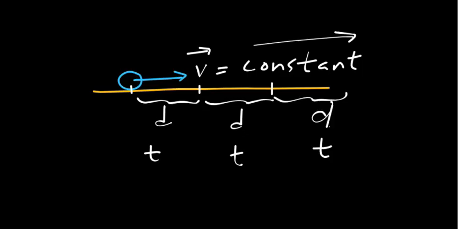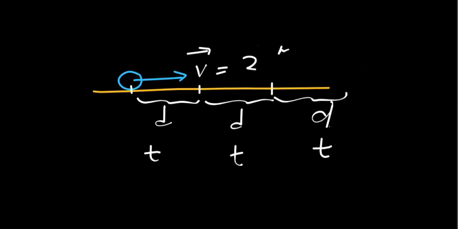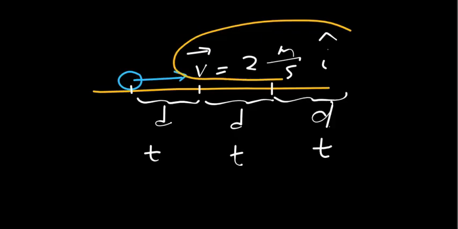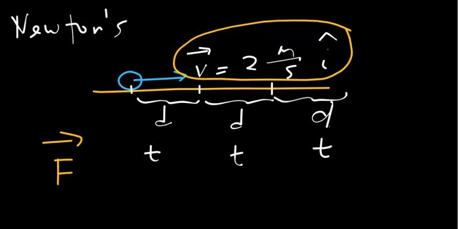So let's look back at this example. Assume that initially this object is moving with constant velocity, say 2 meters per second i hat. It will keep on moving with such a velocity forever unless it starts to accelerate or decelerate. In other words, it will keep on moving with that velocity of 2 meters per second forever unless a force acts on it. This very statement is Newton's first law of motion.